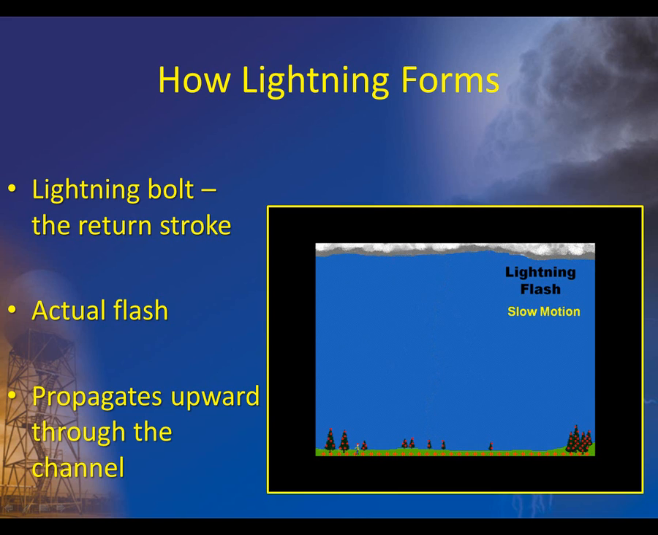The movement of the charge starts at the point of contact and rapidly works its way upward as charge is drained from the channel. Although the visible flash is associated with the rapid movement of charge downward, the actual flash propagates upward throughout the channel as the negative charge starts moving toward the ground.